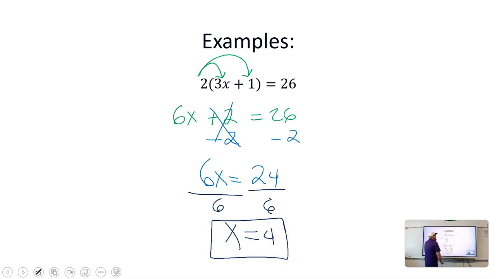final answer. Let's double check. Let's plug a 4 in right there. So 3 times 4 is 12. 12 plus 1, that's 13. So out of all this parentheses, I get a 13. And 2 times 13 is 26. So we found the solution again. Awesome.